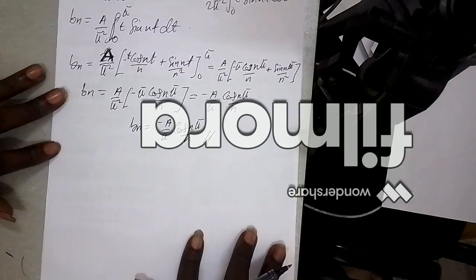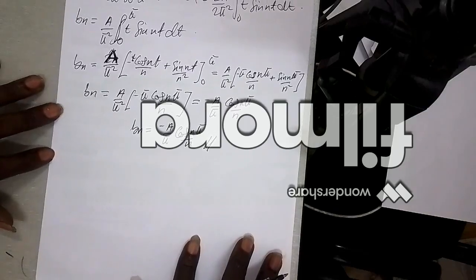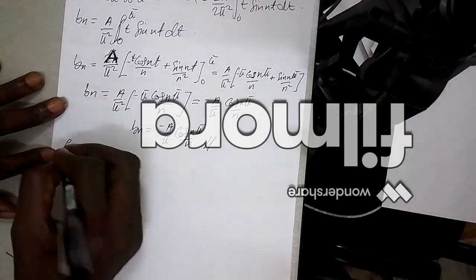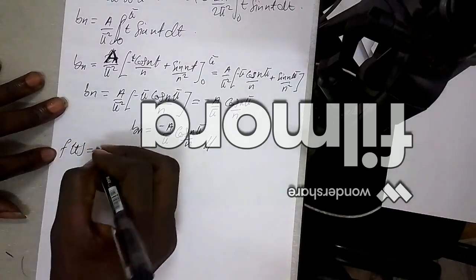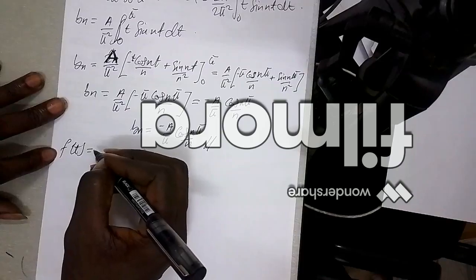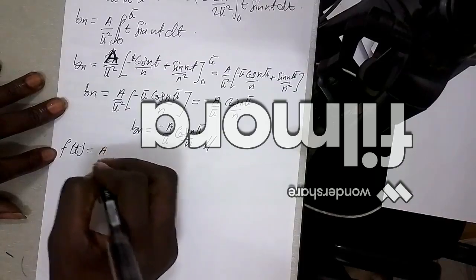Alright, so knowing our bn, we can just proceed to find our expansion. So we know that the Fourier series now becomes our a naught, which is what?